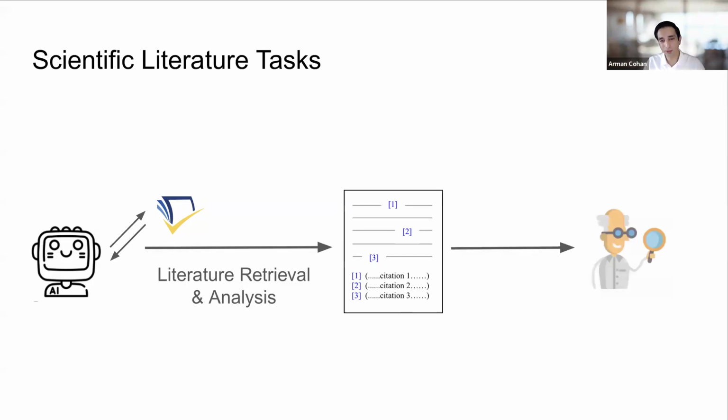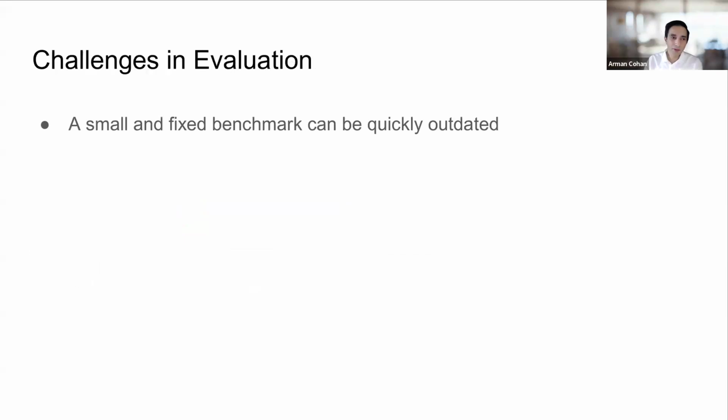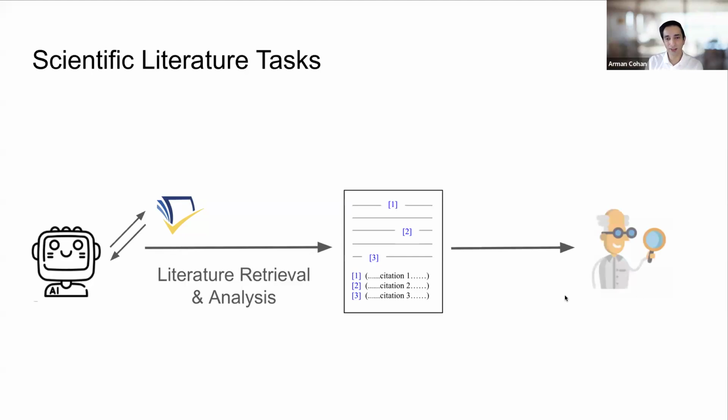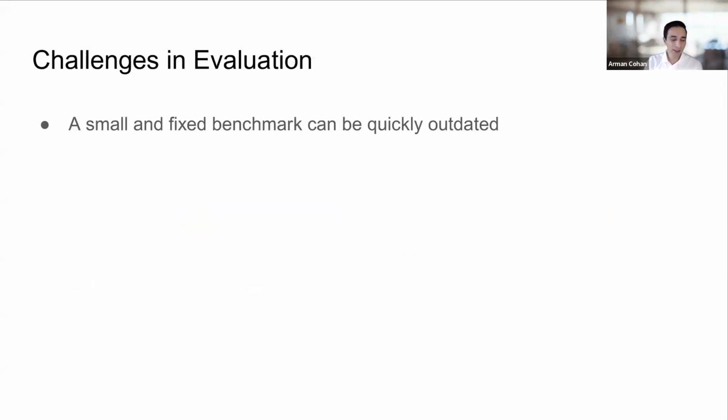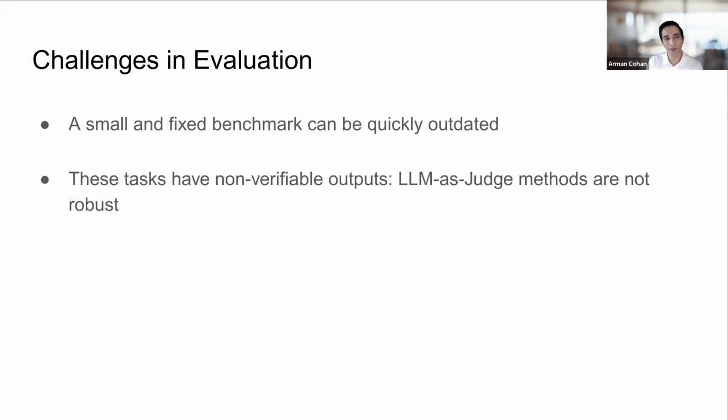And then you can inspect and use the output. However, evaluating this is usually not very straightforward. As you can see, this can be very long, and there might be citations that you need to verify. There have been efforts to create benchmarks for this type of task, but usually they're very small and fixed, so they can get outdated very quickly, especially as these models are trained on more and more data. And then there are confounders on their performance.